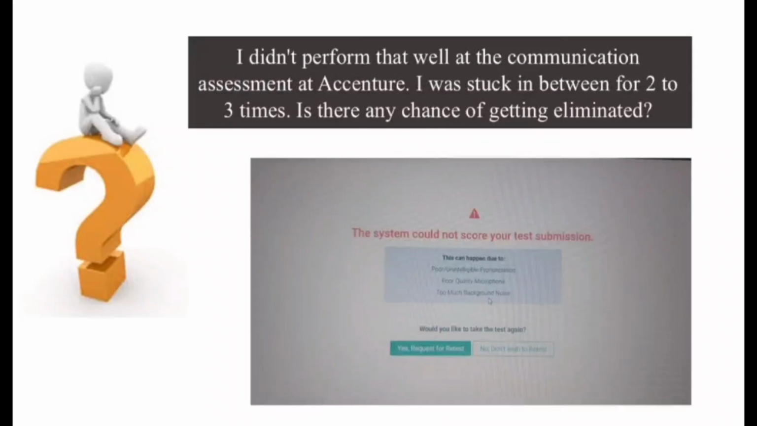At Accenture, the communication assessment is just one part of the overall hiring process. If you struggle a bit but did well in other areas like technical skills, it might not affect your chances too much. Accenture looks at your complete performance, not just one round. So getting stuck 2 or 3 times during the communication assessment does not automatically mean elimination. They consider how you did in the other rounds as well.